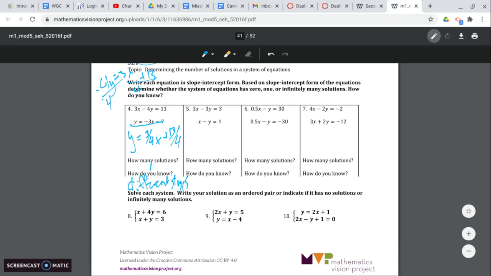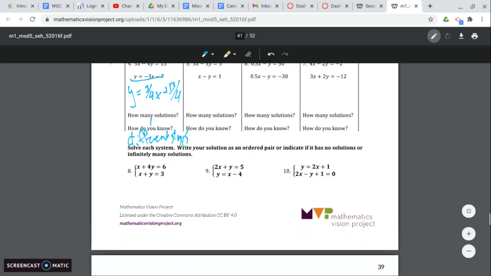So that's what you guys are doing on these, converting them to slope-intercept form, and then you're going to look and see if they are the exact same equation. That means infinitely many solutions because they're the same line. They have the same slope and the same y-intercept. If they have the same slope but different y-intercepts, then it's no solution because they're parallel lines. So be very careful with that.